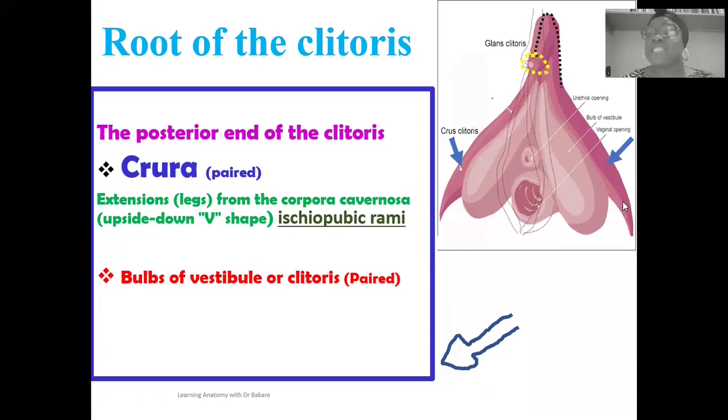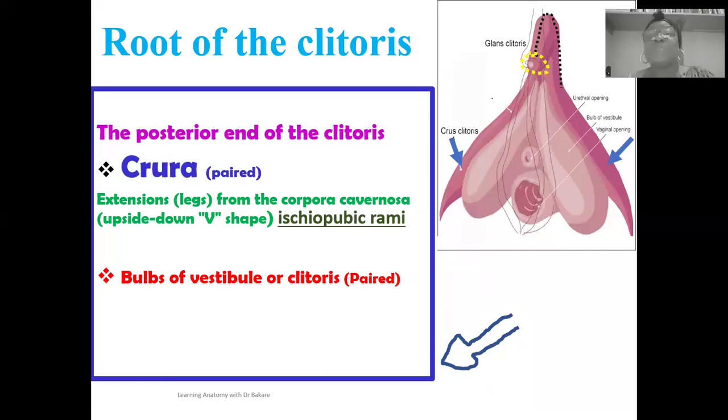These two extensions at the root region of the clitoris are connected to the ischiopubic rami. This is where the root of the clitoris gets its structural connection or support from, and this is where it connects to the bony pelvis. So this is the kind of configuration that you see around this region.